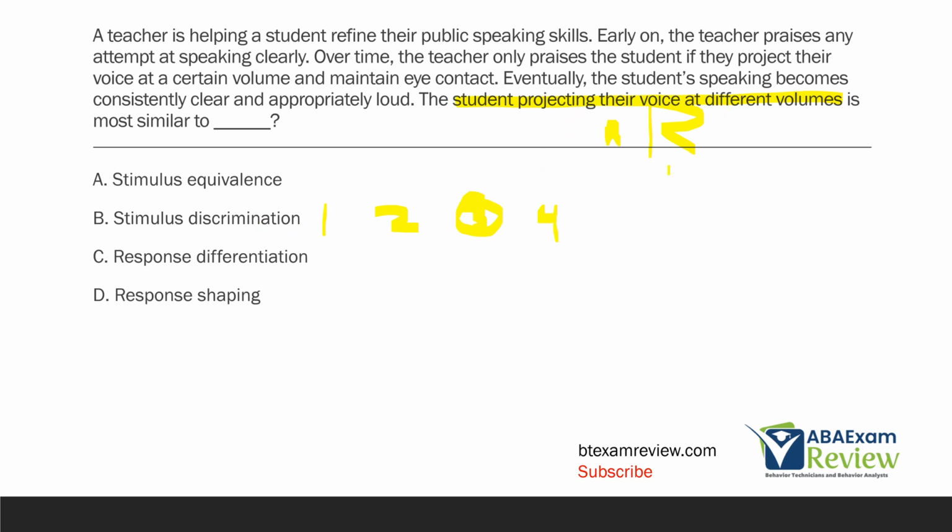Now, what's happening here? We're focused on the responses. So, response differentiation is like stimulus discrimination, except we're focused on different responses. If we have three different responses and you want to do response three, and you've differentiated. So, the student being able to go between different voice volumes is their ability to differentiate between responses. And then D, response shaping. The student isn't shaping their response. Likely the teacher is, but the student is who we're focused on. And the student going between different voice volumes is response differentiation.